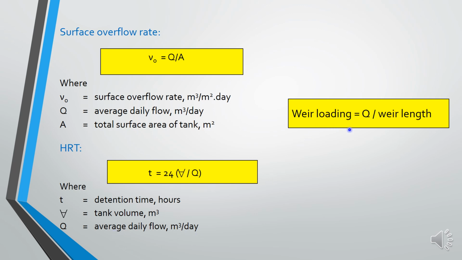For the weir loading, it equals Q over weir length, which is the perimeter. Normally it is the inside perimeter of the tank. Q over weir length will give us the value of weir loading.